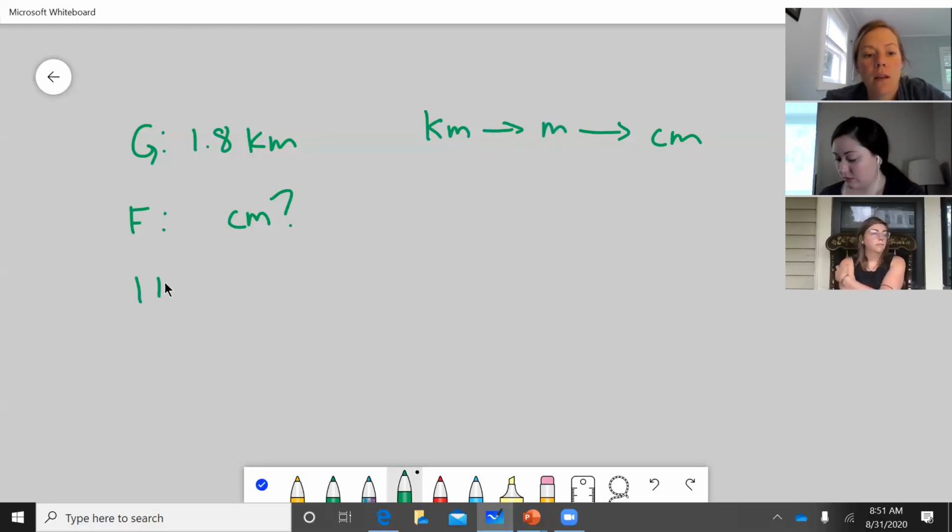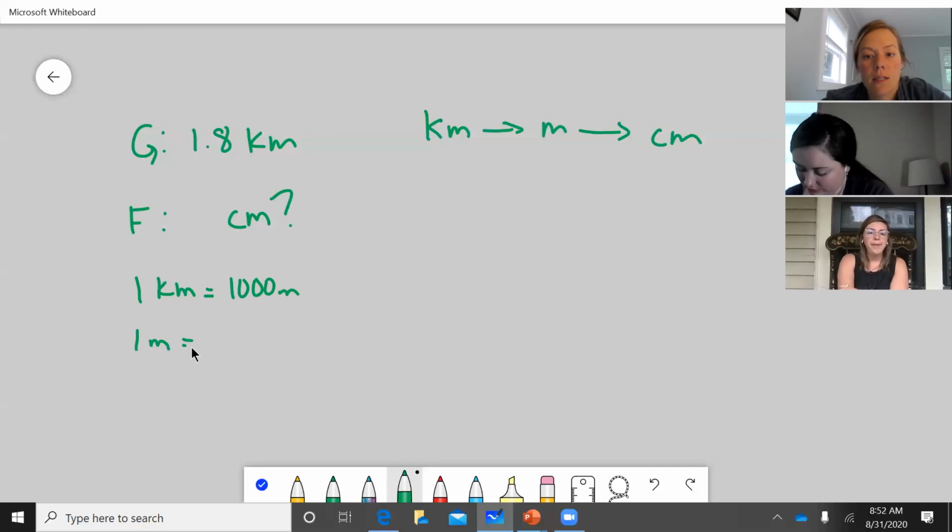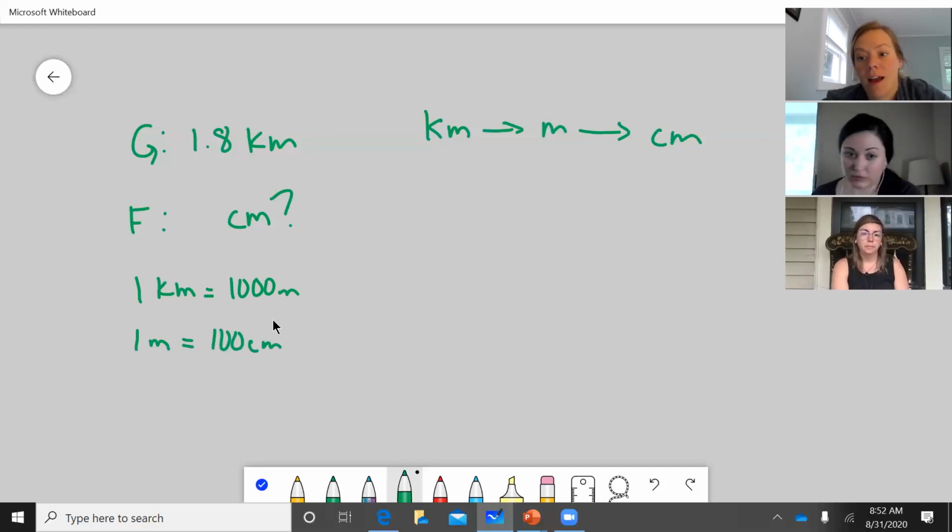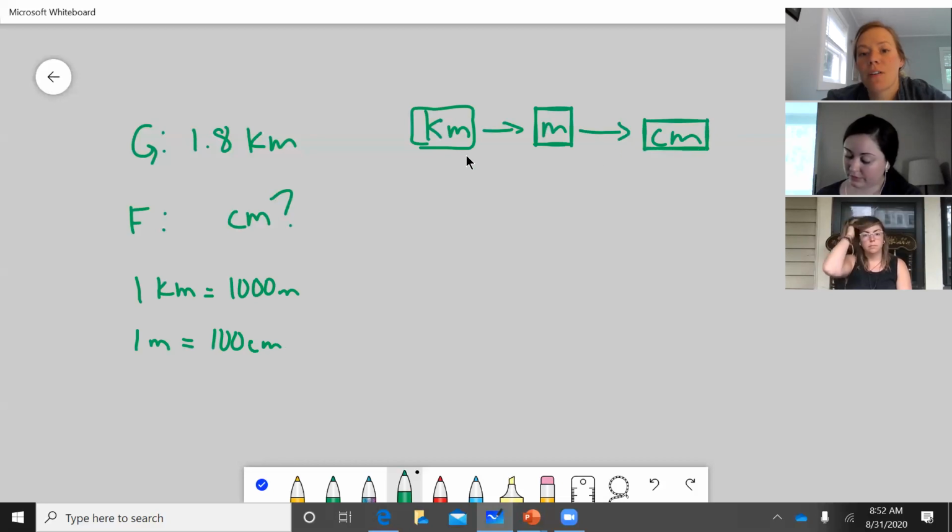I know 1 kilometer is equal to 1,000 meters. And I know 1 meter is equal to 100 centimeters. You may not know this yet. I know this, but you want to be able to reference these things. So this is called a flow chart, and the slides a little bit farther down show us this. It's just a way to set up our critical thinking skills. Here's our given, our find. Flowcharts help a lot.